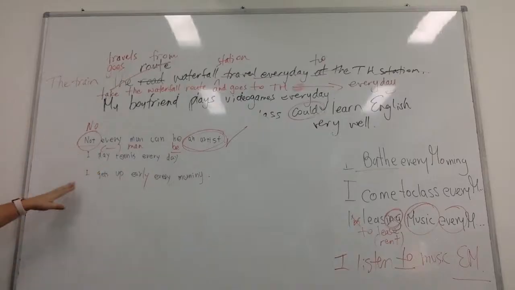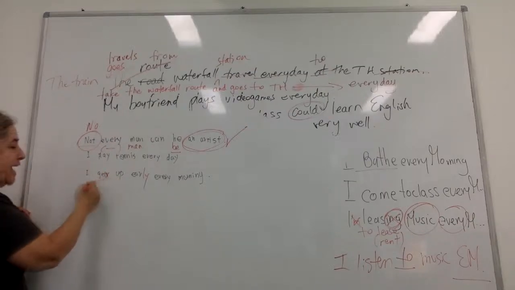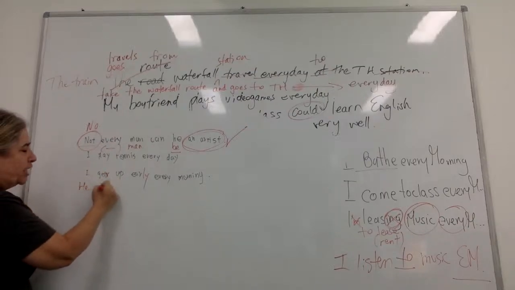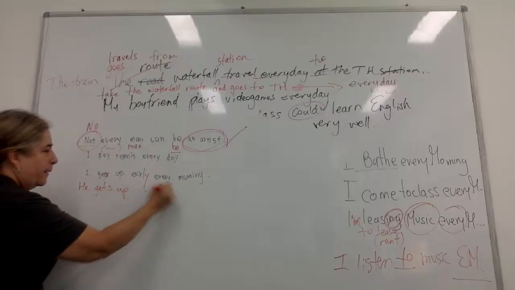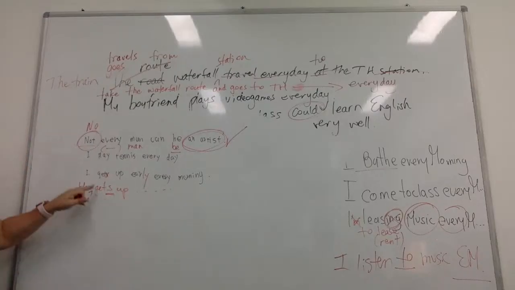I play tennis every day. Oh, darling, this one, no S. The S is only for he, she, and it. So if it's he or she, then you use the S. But for I, no. Okay? Good. So I get up early, but he gets up or she gets up early.